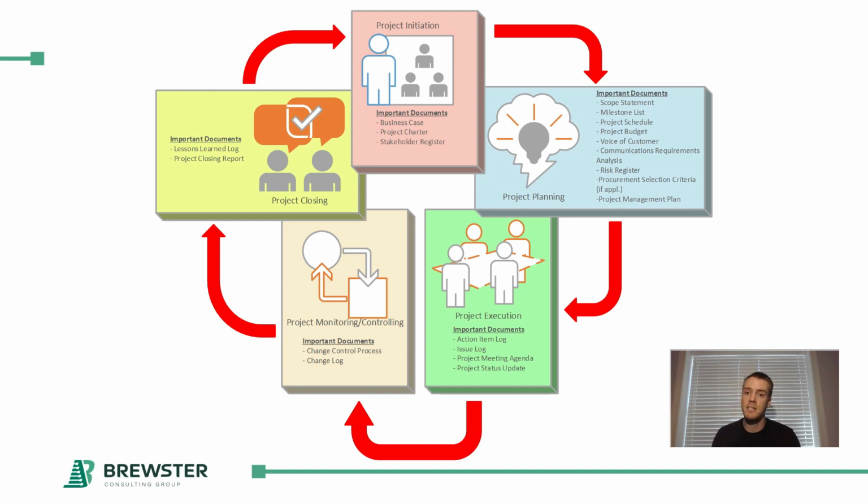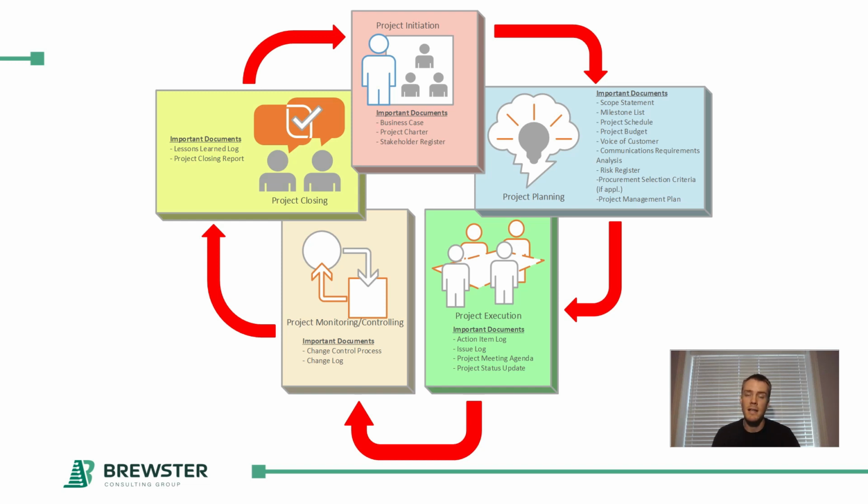And then all of this together really compiles your project management plan. This project management plan is used as kind of the benchmark for moving from project planning into project execution. In project execution, you're essentially executing on the project management plan that you put together. So if the plan is done well, then that's where you can experience the benefits of a well-planned project during the project execution phase. Some of the important artifacts within project execution are your action item log, your issues log, your project meeting agenda, and a status update.